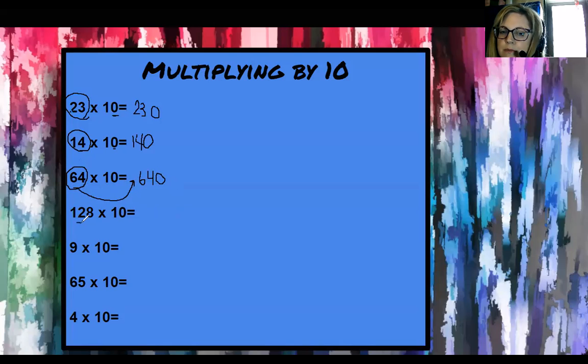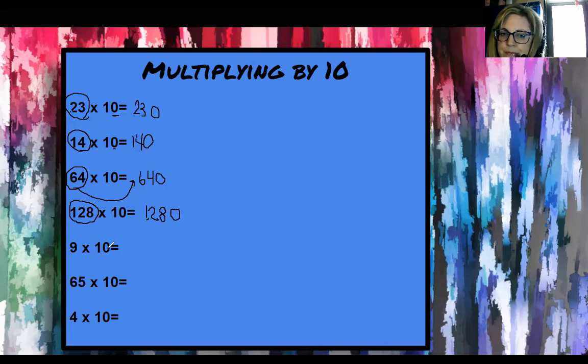So for a number like 128 times 10, I would bring over the 128. Since I'm multiplying by 10, I would add 1 zero. Remember, this is a number in the thousands place now, so I'm going to count 3 over, 1, 2, 3, and put my comma. So that's 1,280.